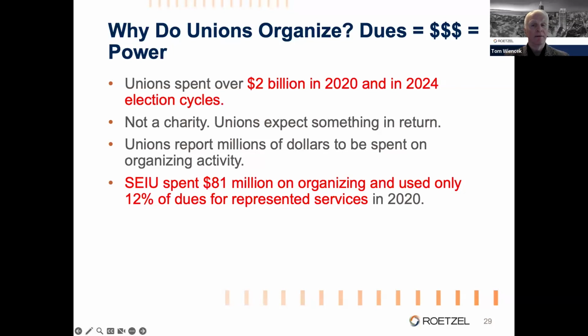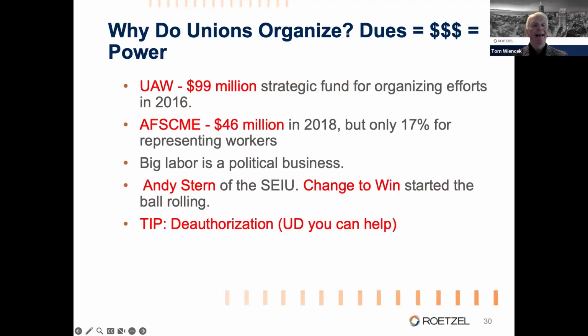So why do unions organize? It's a rhetorical question. Dues is money, and money is power. Unions spent over $2 billion in the 2020 and 2024 election cycles. So they're not a charity. They expect something in return. And they report millions of dollars to be spent on organizing activity. For example, the SEIU spent $81 million in organizing, but only used 12% of the dues for represented services in 2020. UAW, $99 million strategic fund for organizing. AFSCME, $46 million in 2018. Big labor is a political business. That's the reality of it.